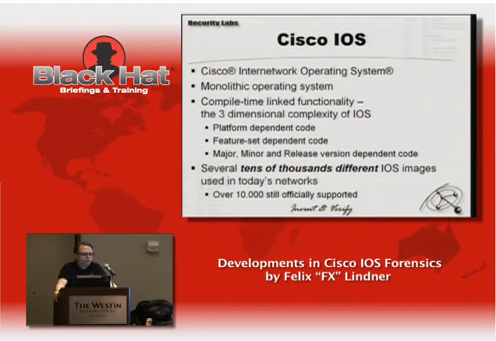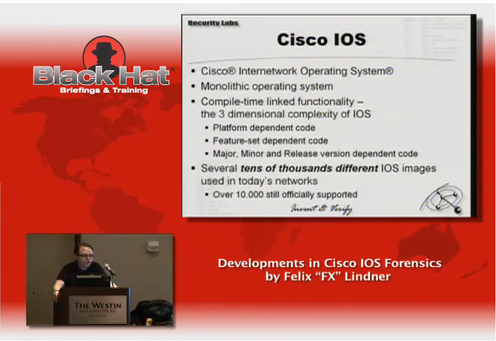So speaking of the operating system that runs on all the boxes, Cisco Inter-Network Operating System. It's, again, a very monolithic operating system, but when you look at the landscape of Cisco IOS, it has something I call a three-dimensional complexity. You have platform-dependent code that, as the name suggests, depends on what platform you run, what type of router, what type of CPU is in the router, what line cards you have, stuff like that.